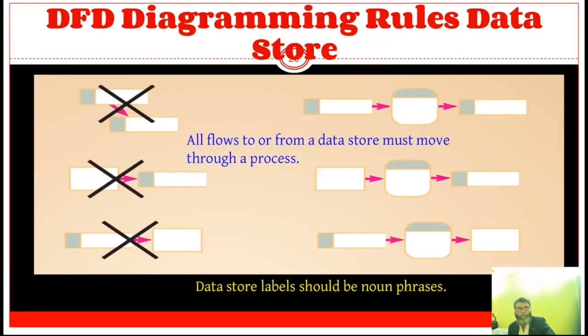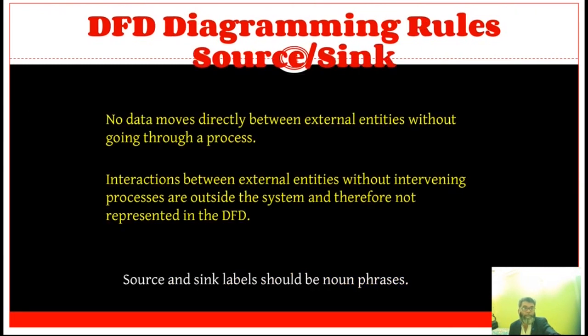Rule number 2. All flows to or from a data store must move through a process. That is, what is given on the left is totally wrong. It must flow through a process. That is, all flow towards or from a data store must move through a process, that is the middle activity. Data store labels should be noun phrases.